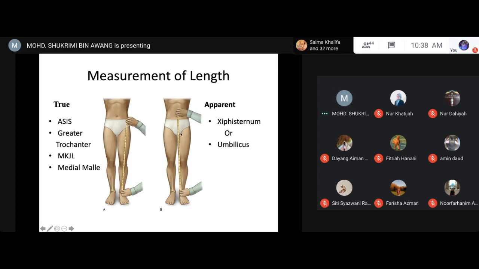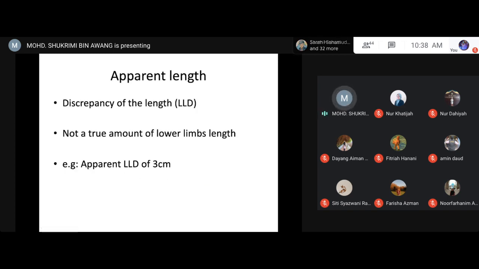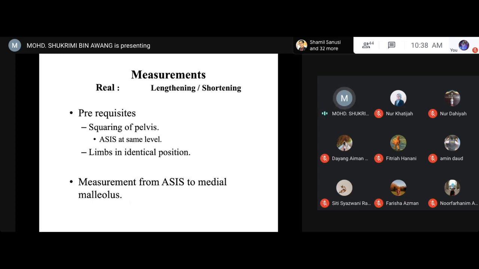We don't have to fix the pelvis. Whatever position of the lower limb, we just measure. Whereas for a true length, we need to square the pelvis. Squaring the pelvis means we need to make sure that the ASIS must be at the same level before you start to measure. Sometimes I observe in the exam that the candidate, either undergrad or postgraduate, fail to do this when they measure straight away.